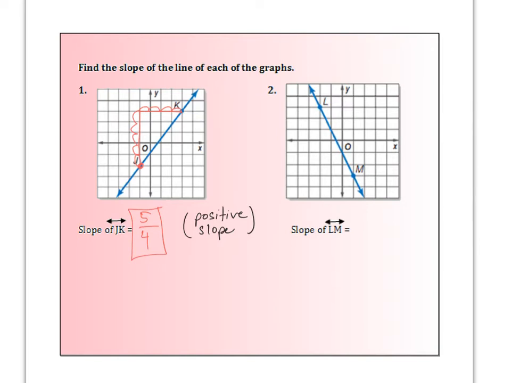On number 2, does this have a positive slope or a negative slope? It has a negative slope.